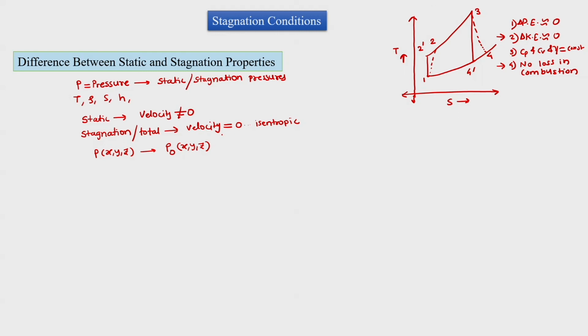So here we are bringing the velocity to 0, as P naught has 0 as a subscript. Similarly, T naught, rho naught, H naught all represent stagnation conditions at a given location. So it is an imaginary quantity which one has to calculate by thinking of, or assuming, the flow to be brought to 0 velocity isentropically.